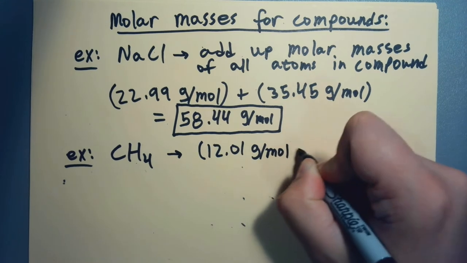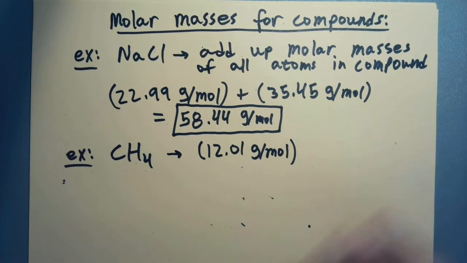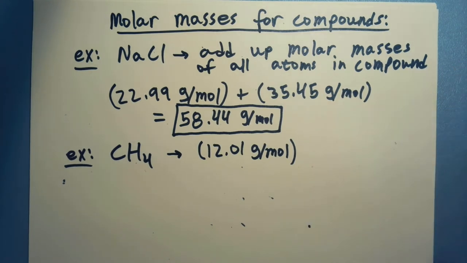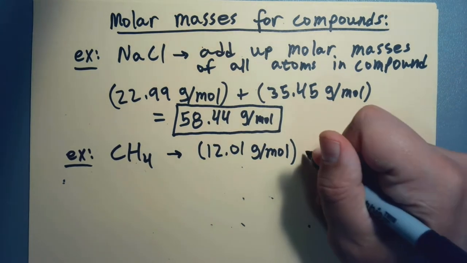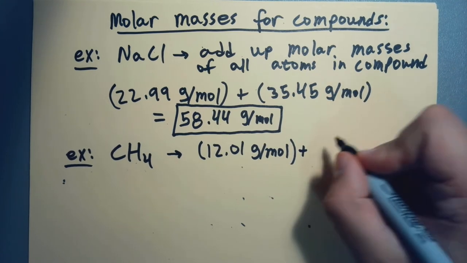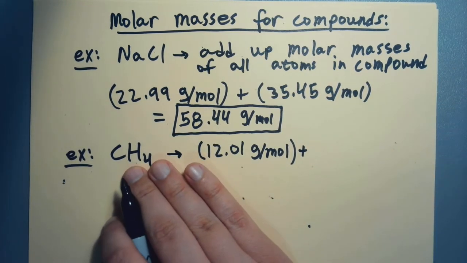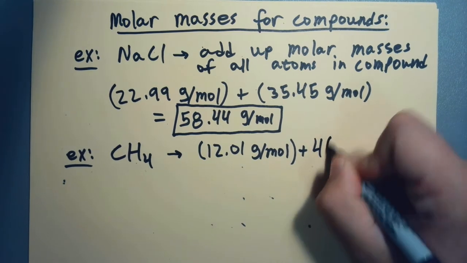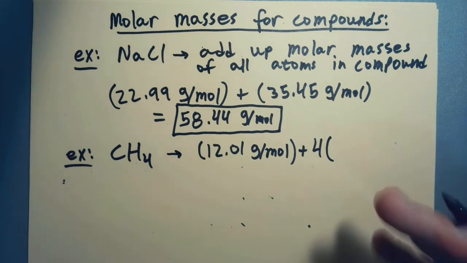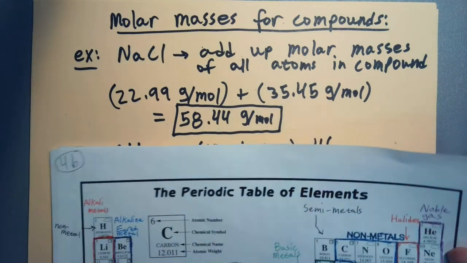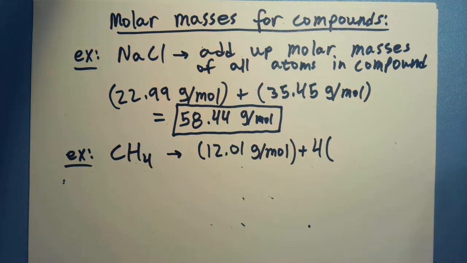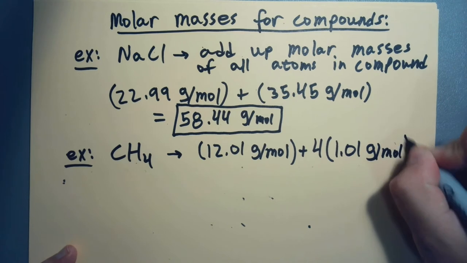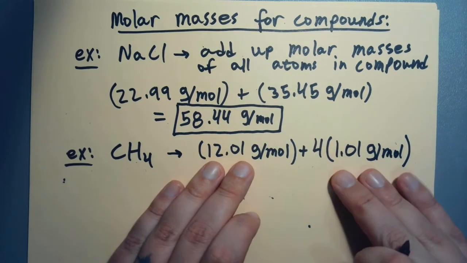So remember, I'm not going past the hundredths place. Periodic table has more information than that. That's fine if you want to. I won't stop you. But I am a man of shortcuts. So I have hydrogen. I could add four hydrogens up, or through the cunning art of multiplication, I just say I got four of them. So it'll be four times whatever one of them is, and that is 1.01 grams per mole.